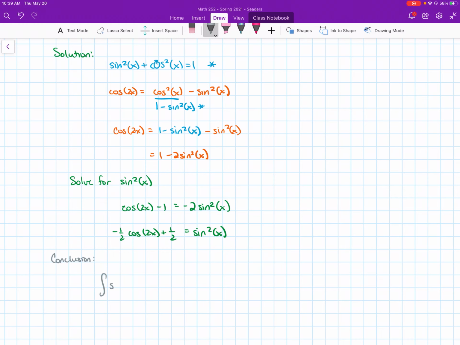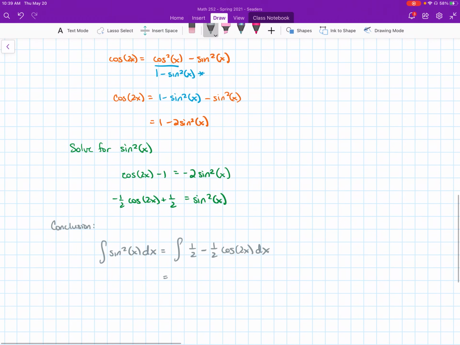So the integral of sine squared of x dx is equal to the integral of 1/2 minus 1/2 cosine of 2x. And I can find an antiderivative just like before. A simple u substitution will give me negative 1/4 sine of 2x. Of course, an antiderivative of 1/2 is 1/2 x, and I don't want to forget to add the plus c.